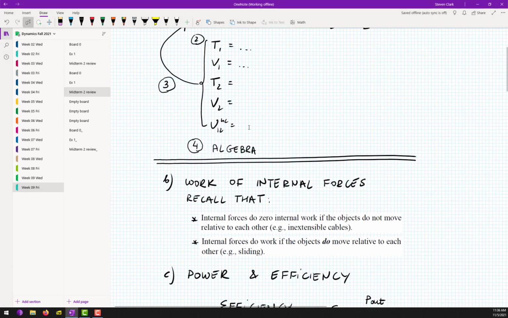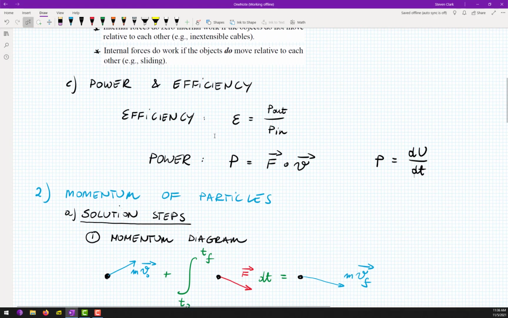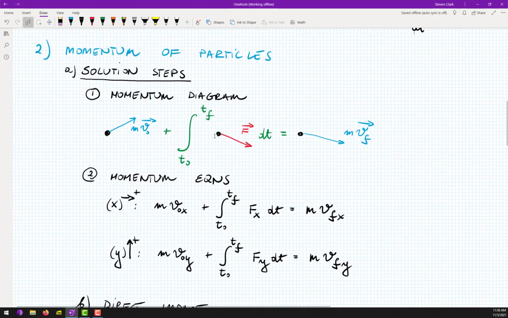Any other question about work energy? Okay, you can ask it later if you want. No worries. So now let's talk about momentum of particles. If I see a problem that can be solved with linear momentum, I usually start with a momentum diagram.